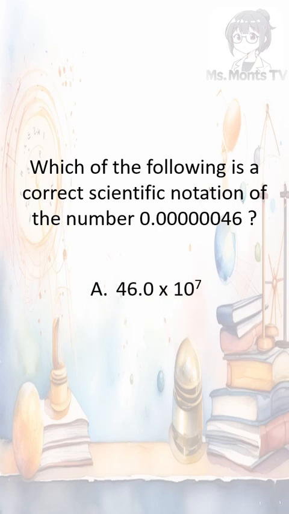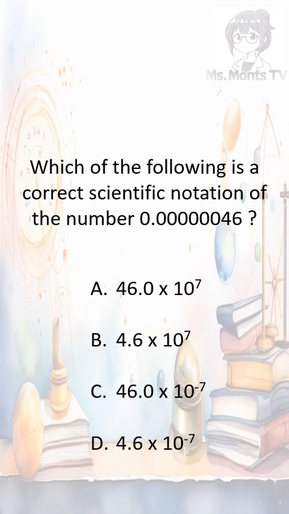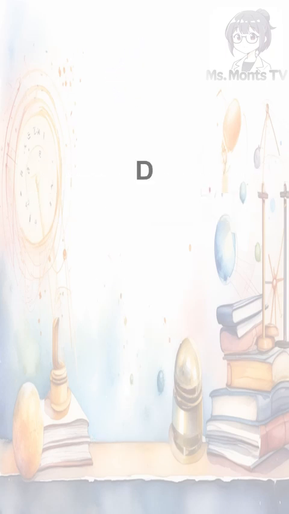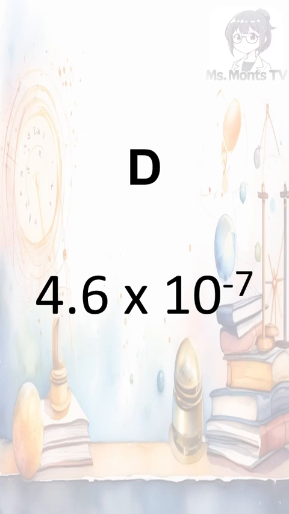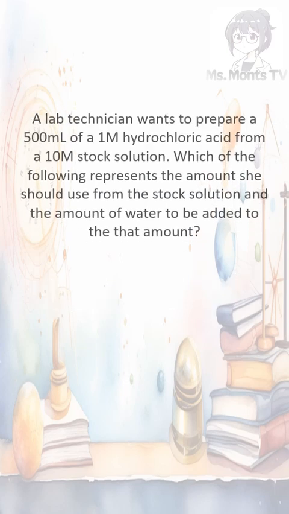Which of the following is a correct scientific notation of the number 0.00000046? A. 46.0 times 10 raised to positive 7. B. 4.6 times 10 raised to positive 7. C. 46.0 times 10 raised to negative 7. Or D. 4.6 times 10 raised to negative 7. D. 4.6 times 10 raised to negative 7.